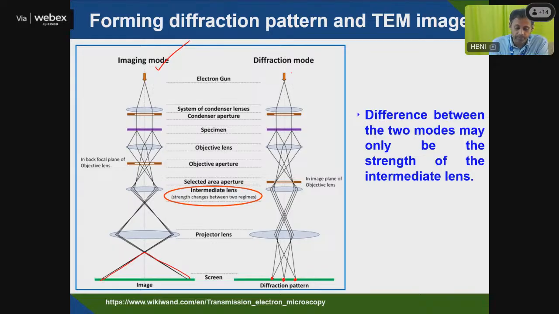You can see it's coming from the same source, and the objective aperture is fixed quite close to this lens. Depending upon the intermediate lens strength, it can focus in such a way that here it will go to whole image scan, and here you will be able to get spot scan. So mainly the intermediate lens strength decides whether it is imaging mode or diffraction mode.